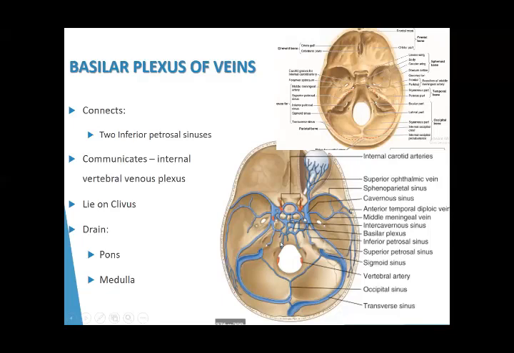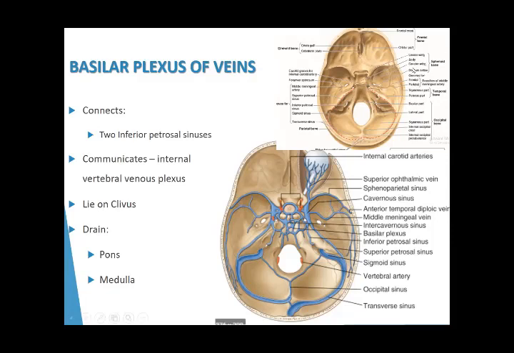Basal plexus of veins, it is outside the skull. It is communicating with the internal vertebral venous plexus. अब यहाँ पे मैंने आपको उस दिन भी बताया था कि lying on the clivus is the brainstem, and brainstem हमने कहा from superior to inferior it is midbrain, pons and medulla. So brainstem is part of the brain which comprises of midbrain, pons and medulla.